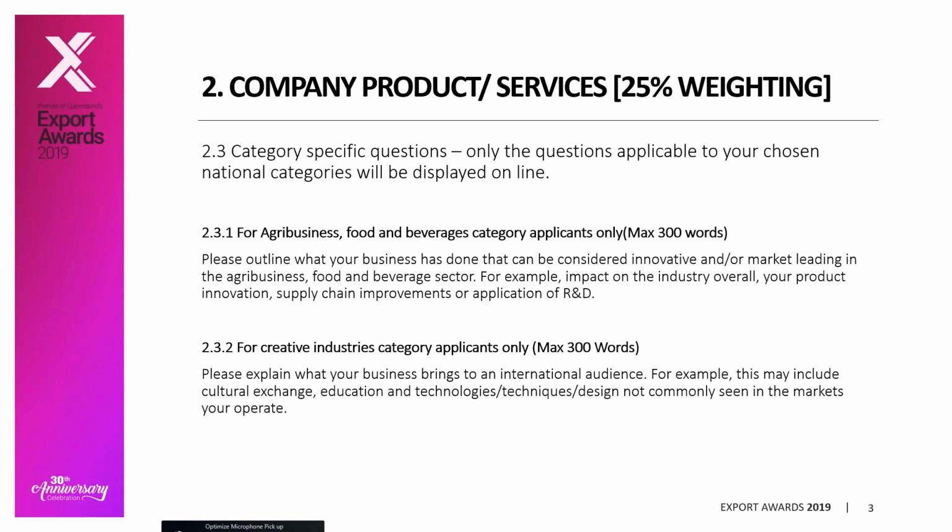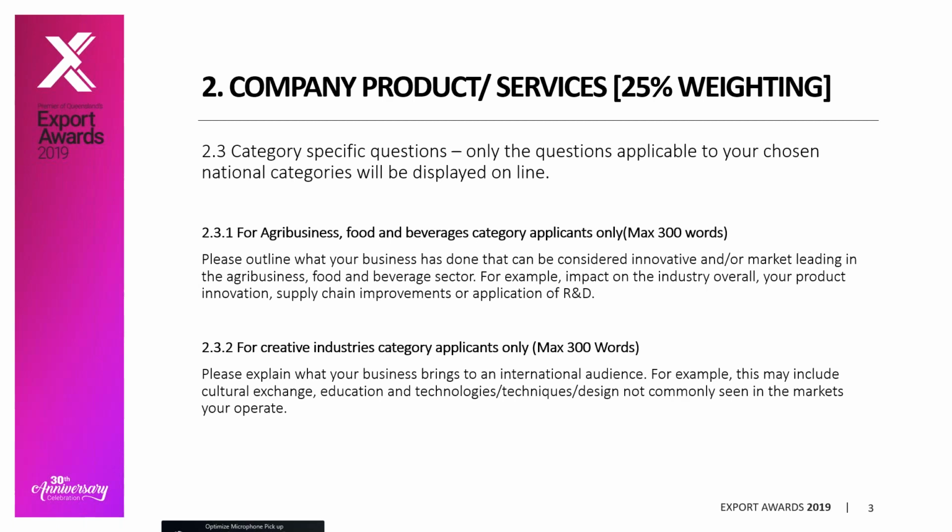2.3, so this is what we call our category specific questions. As I mentioned before, you can enter as many categories as you like, as long as you meet the criteria, but you must complete a specific category question for each category entered. For example, if you enter agribusiness and creative industries category, you would need to complete questions 2.3.1 and 2.3.2. It will make sense when you've got the questions in front of you. Each of these questions are 300 words.